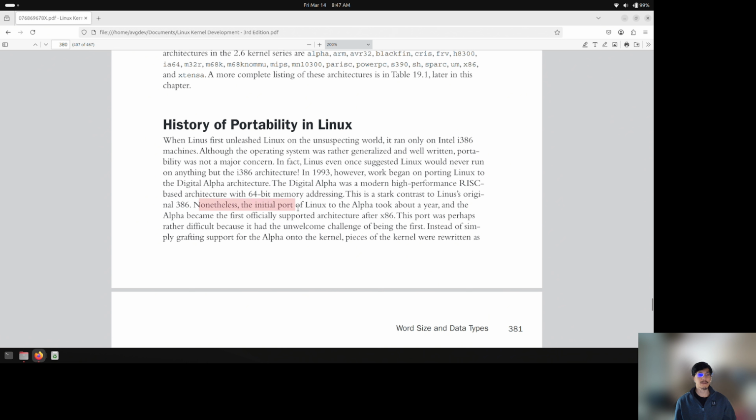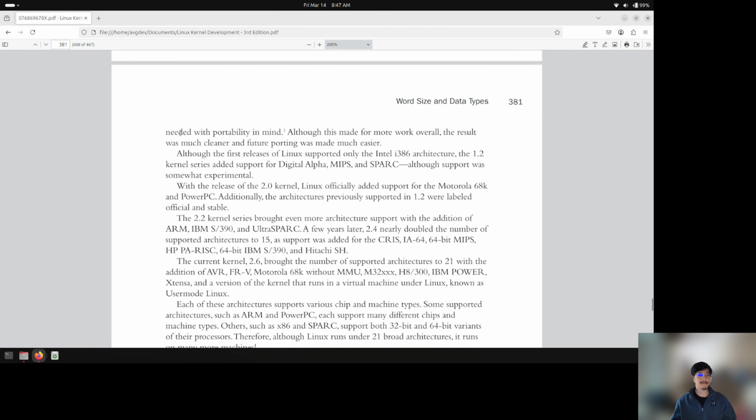Nonetheless, the initial port of Linux to the Alpha took about a year, and the Alpha became the first officially supported architecture after x86. This port was perhaps rather difficult because it had the unwelcome challenge of being the first. Instead of simply grafting support for the Alpha onto the kernel, pieces of the kernel were rewritten as needed with portability in mind.